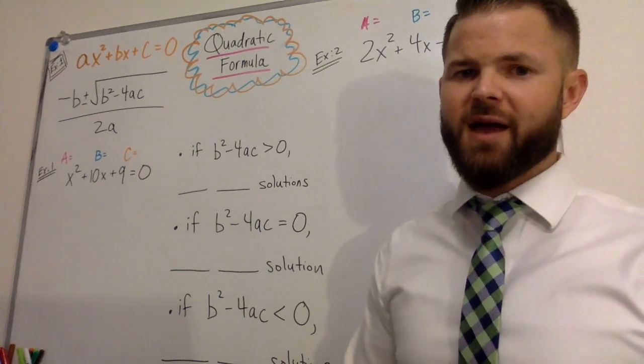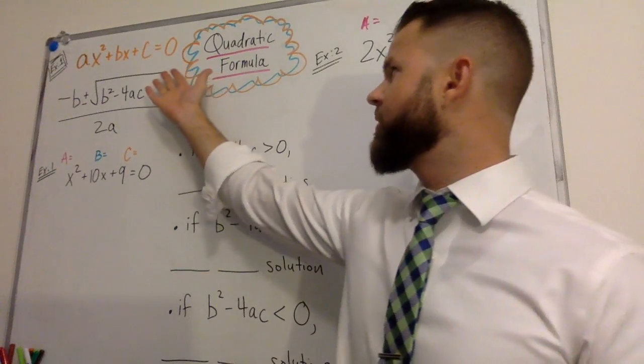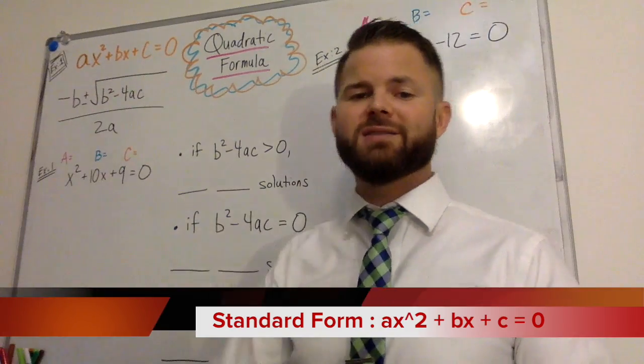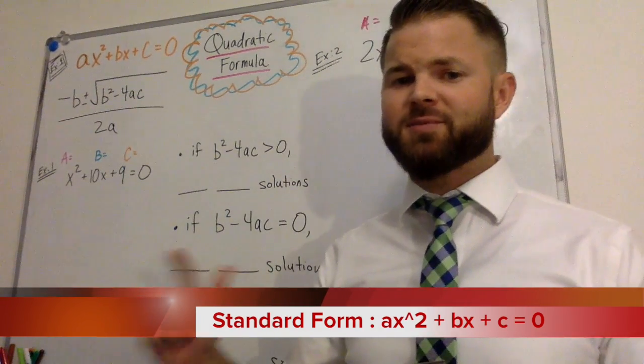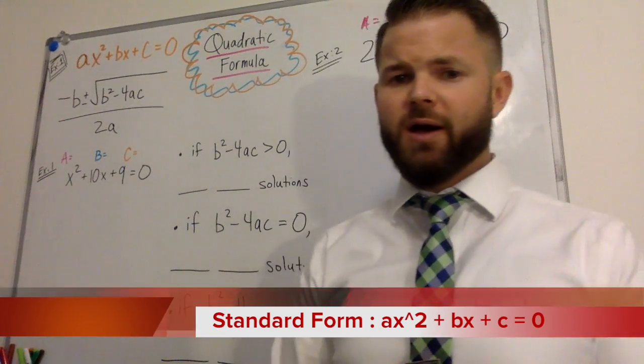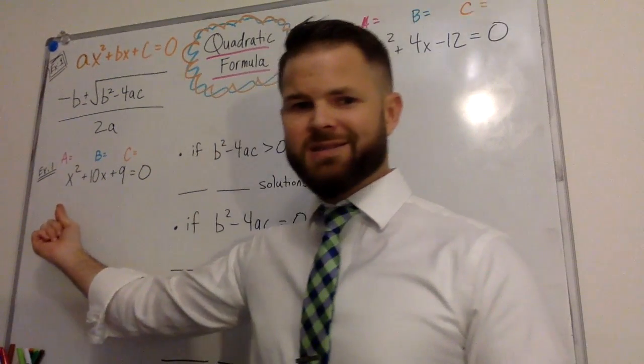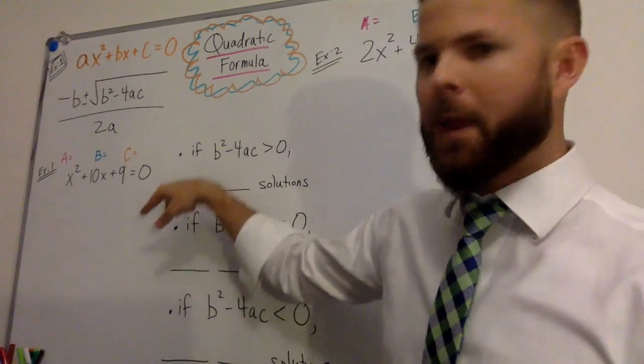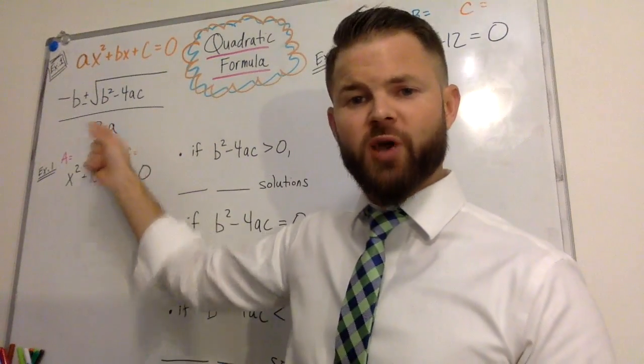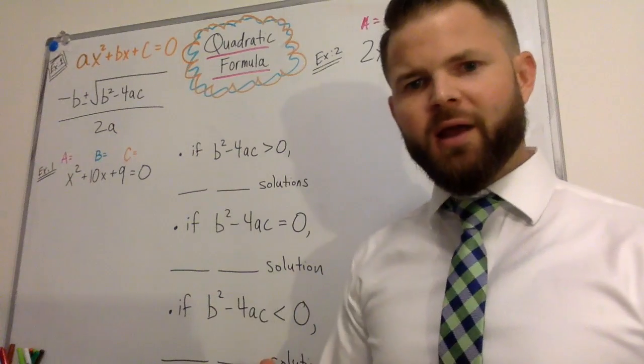So off the bat, you're going to have some things in standard form. If you guys remember, standard form is always ax squared plus bx plus c equals 0. From standard form, we're going to identify our a, b's, and c's, pop them into this formula, because that's our quadratic formula. It's going to spit out an answer, all right?